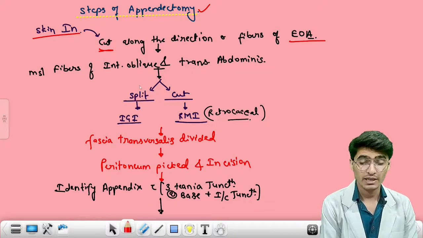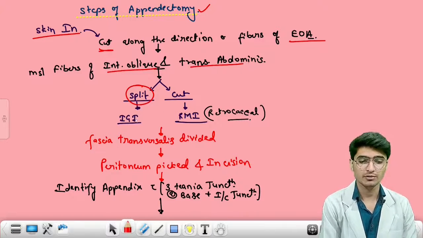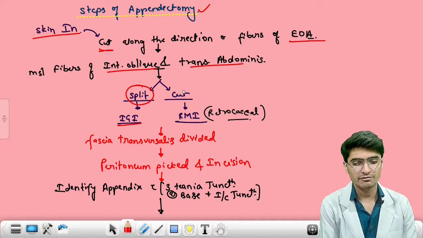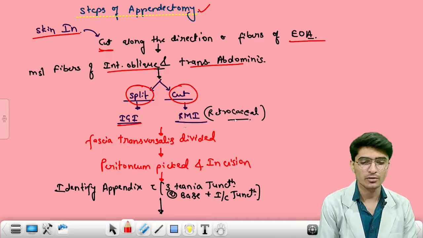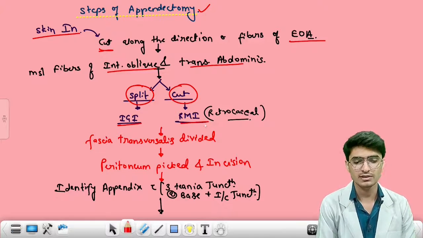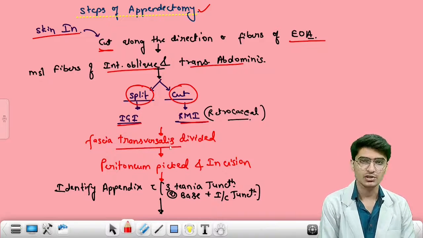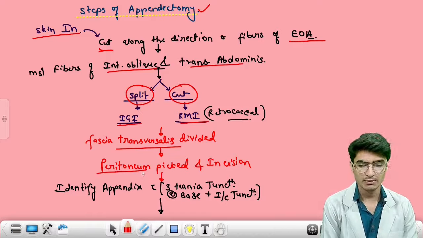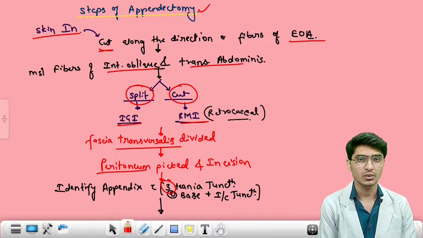Followed by we need to split the muscle fibers of the internal obliques and transversus abdominis in the form of a gridiron incision. If it is still not being traced, we will go for further cutting, superiorly and laterally, in the form of a Rutherford-Morrison incision. Followed by we need to divide or incise the fascia transversalis, followed by the incision given at the peritoneum. And how do we identify the appendix there? By the convergence of the 3 tinea coli at the base of the appendix.